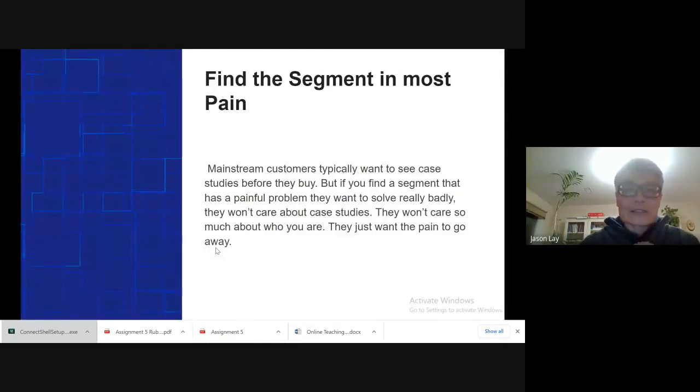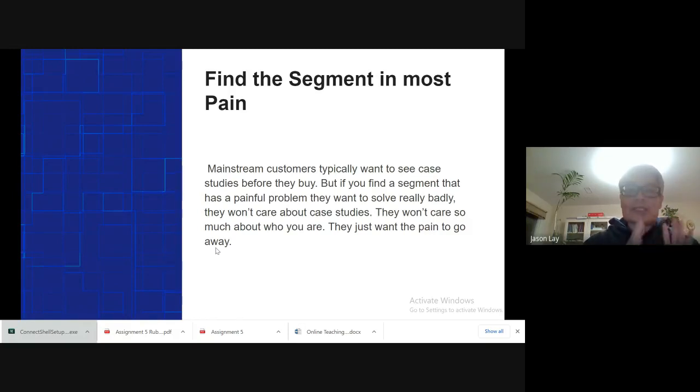Now, the next part that I want you to address is find the segment in most pain. When we're talking about marketing, in another model we learned about, you're focusing on meeting people's needs. And I like how Moore uses the term finding the segment in most pain, because they're looking for a solution to a problem that's causing them pain.